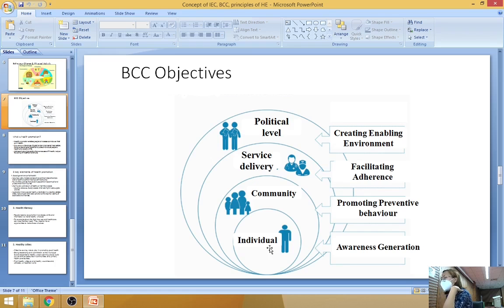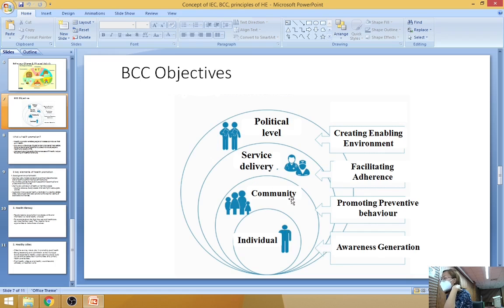So if we talk about the BCC objective, giving the example of malaria: to the individual, we will give awareness. We will give awareness that malaria is caused by mosquito bite. You have to sleep under the mosquito net. You have to wear full sleeves. At times full sleeves is not possible at all in hot weather. Or you have to use mosquito repellents. And also you have to avoid those areas where the mosquitoes are breeding. Those kinds of awareness generation you will give.